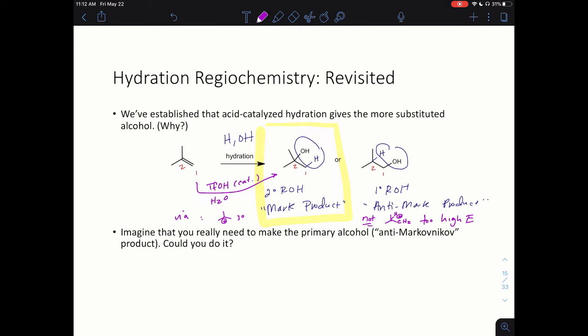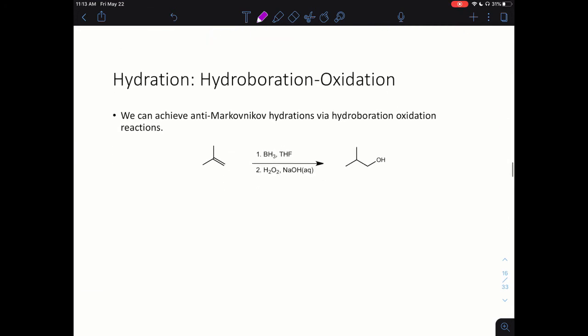Now, let's say we really need to make this primary alcohol. How are we going to make it? Well, we can. I'm going to show you. But what can you say right away? Yes, it will not involve carbocations. In fact, we can achieve anti-Markovnikov hydrations via hydroboration oxidation reactions. So more fun reagents to learn here.